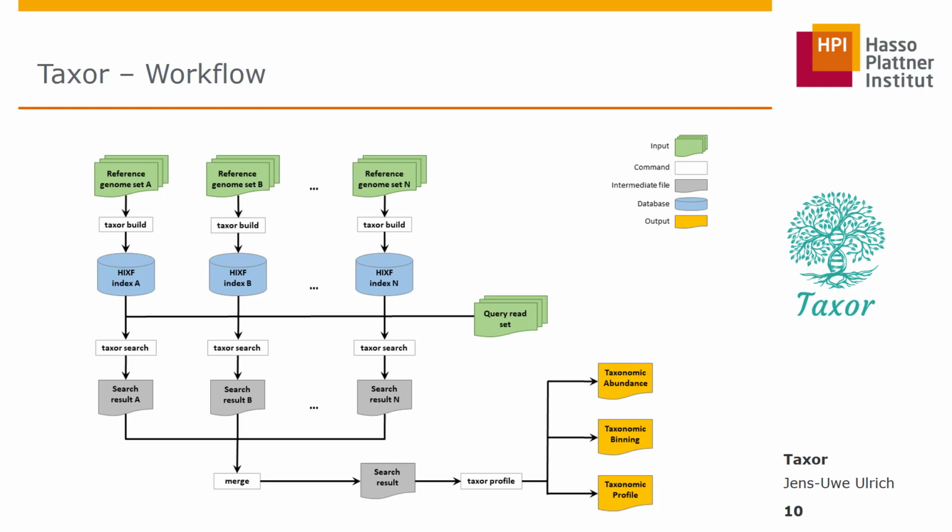We implemented the described data structure into a new tool which we call Taxor. On this slide you can see a typical workflow for the use of Taxor. The first step is building an indexed database from a large set of reference genomes. And then we query a set of long reads against the indexed databases. If there are several sets of large databases, it can be helpful to create several indexed databases and query them separately. The search results of the query against the indexed databases then have to be merged in this scenario. And finally, a profiling step refines the taxonomic classification and reports binning and abundance estimations for the queried sample.